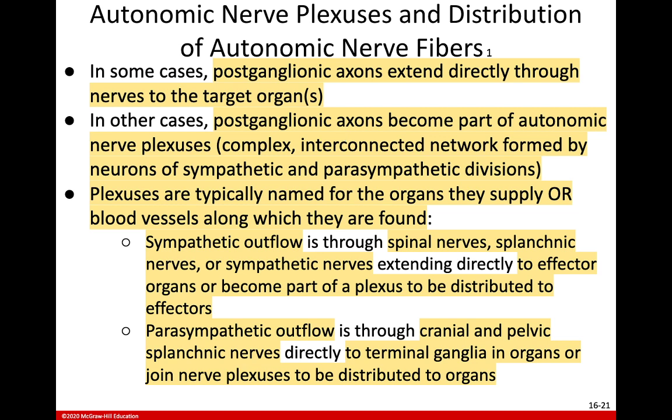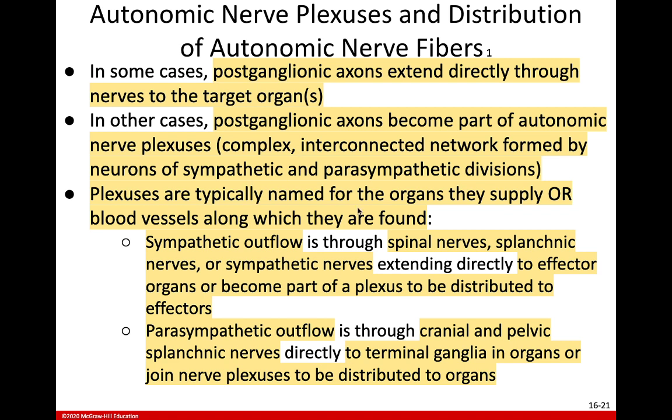Well, what is a plexus? A plexus is a complex interconnected network formed by neurons of the sympathetic and parasympathetic divisions. So these plexuses can have neurons that are both parasympathetic and sympathetic. And it's just a complex interconnected network of neurons. So in some cases, again, the postganglionic neuron can extend directly to the target organ, the effector organ, or the postganglionic neuron can become part of a nerve plexus that then innervates that organ, that target organ.